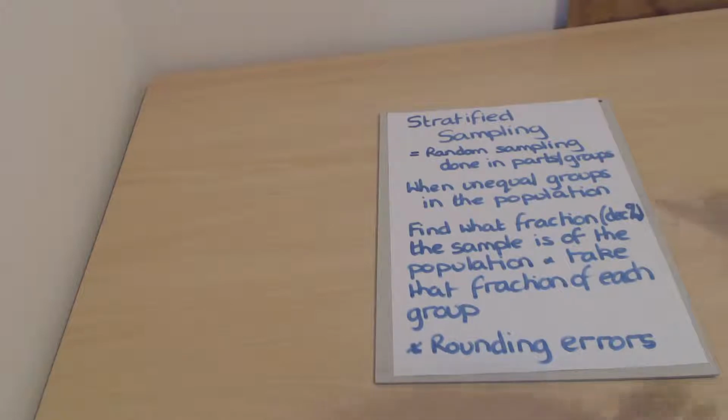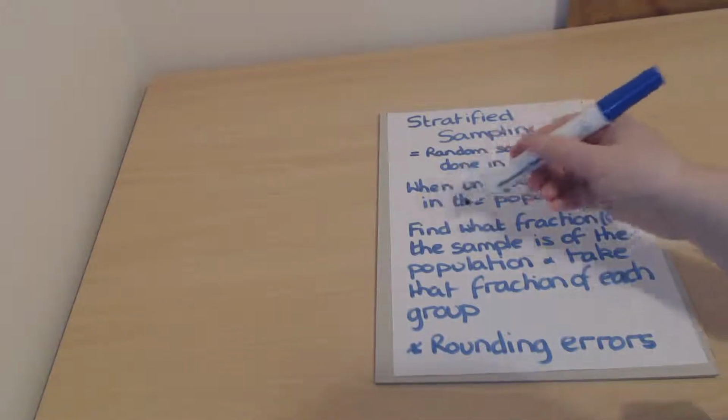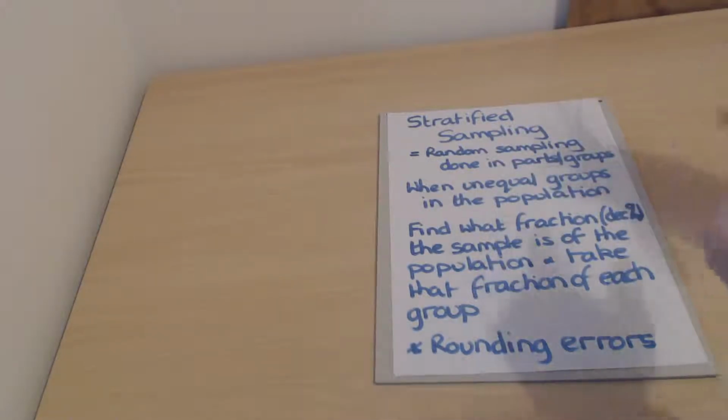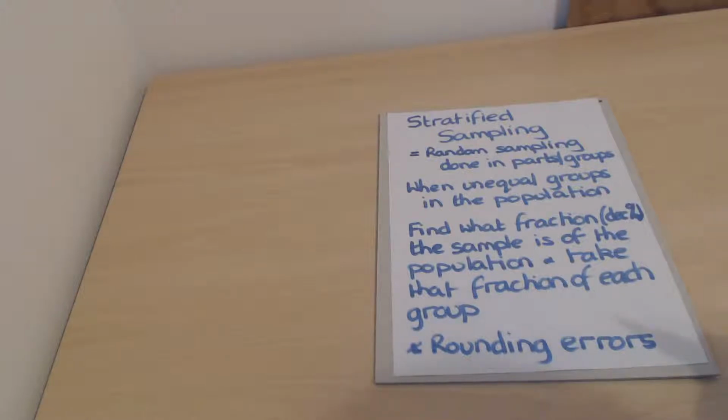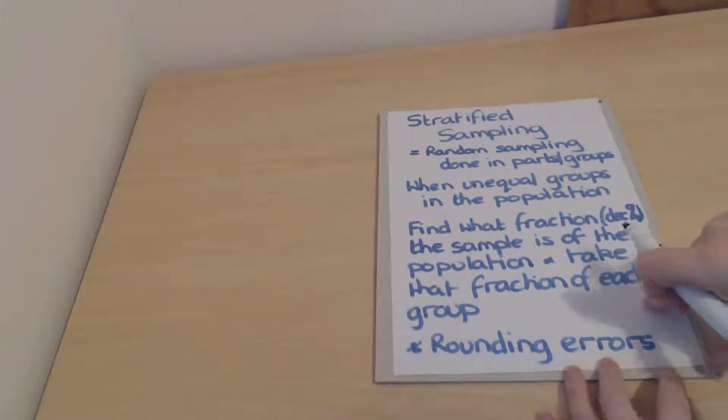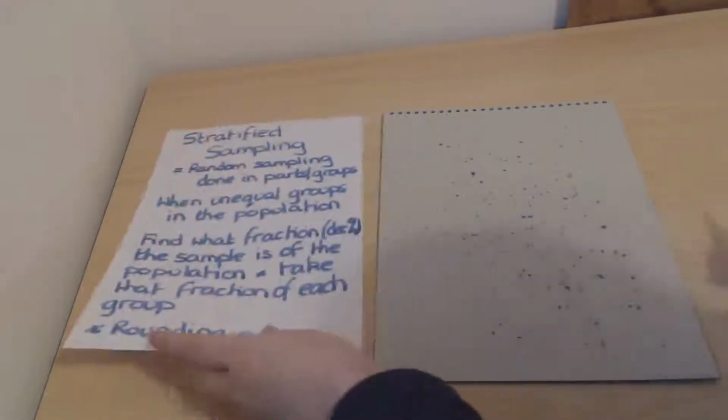So with that said, the key thing that you have to do is work out what fraction, decimal or percentage, all the same thing really, what fraction the sample is of the population, and then you're going to take that fraction of each of the groups that you've identified. And just a little warning, hopefully I'll remember to mention it as we go along, there is a potential for rounding errors sometimes when we're doing this process. So let's look at an example.